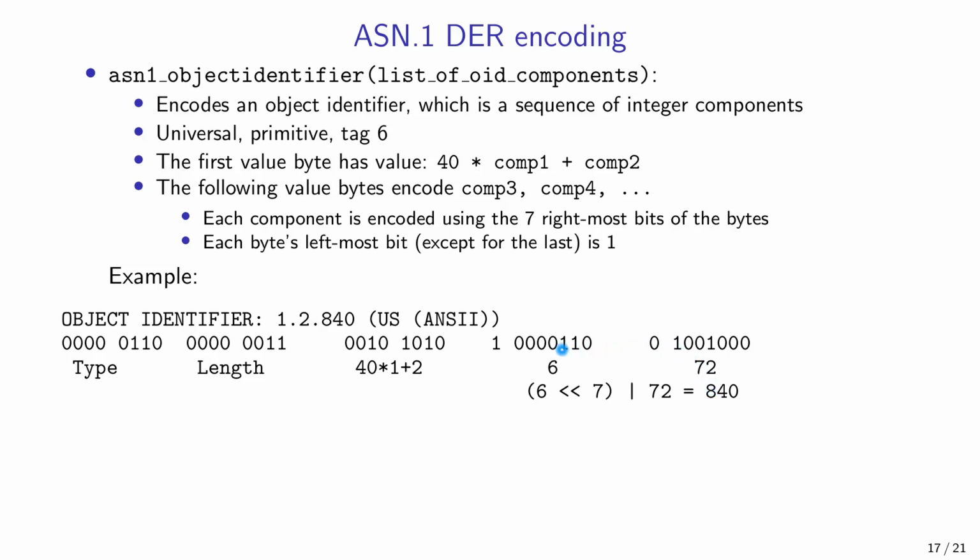As you see, only the 7 rightmost bits are used to encode the value 840. The most significant bits are reserved to mark the last byte of the encoded component. This bit is 1, which means that this is not the last byte of the component, while this bit here is 0, signaling that this is the last byte for the component. So if a component needs to be encoded using several bytes, only for the last byte this bit will be 0. For all the preceding bytes of the component, this bit will be 1. I hope it is clear.